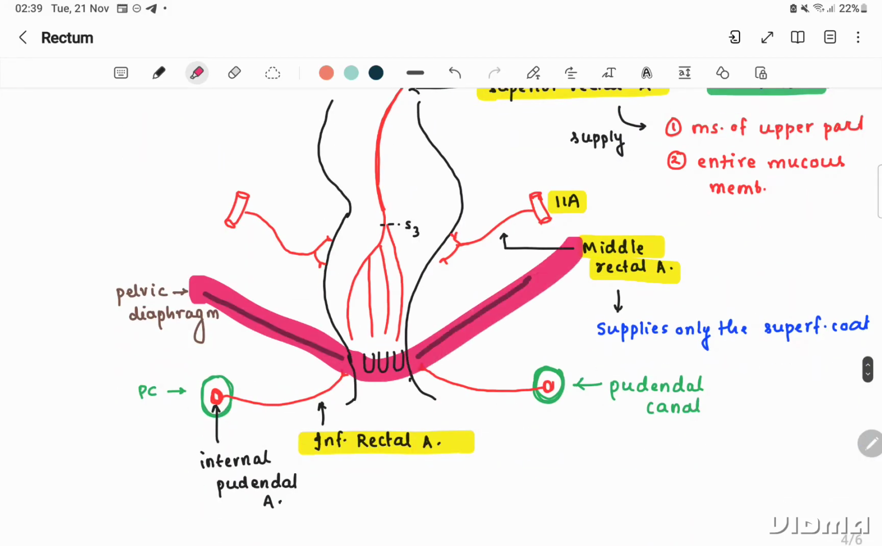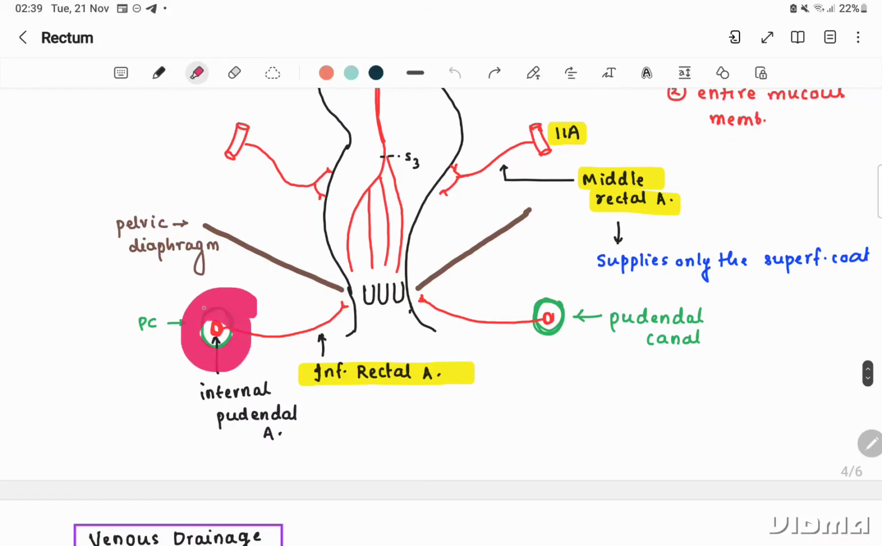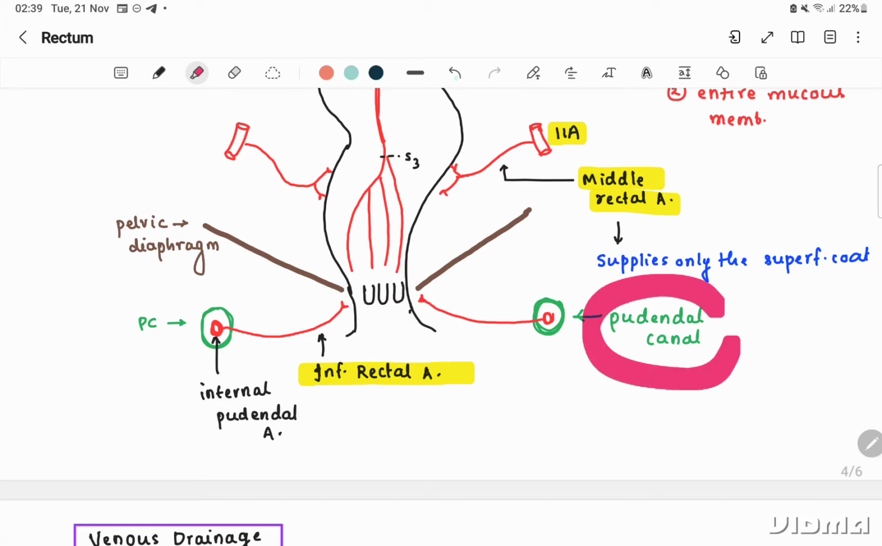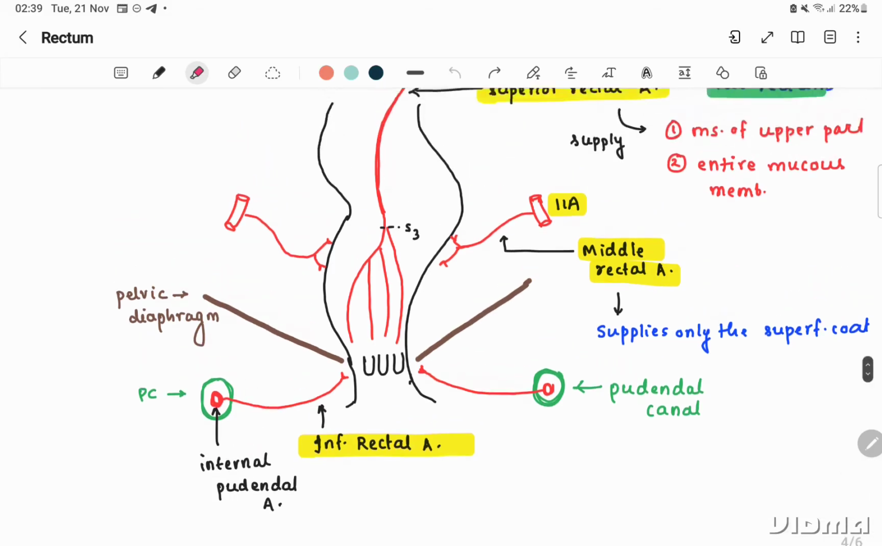And this is the pelvic diaphragm, you can see, and your internal pudendal artery is giving up a branch, which is called the inferior rectal artery, supplying the terminal regions, the neck region, this terminal region. Understood? And this is the pudendal canal, through which the internal pudendal artery is traversing.